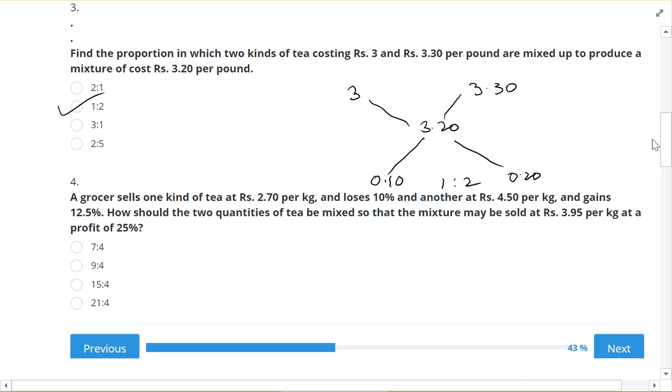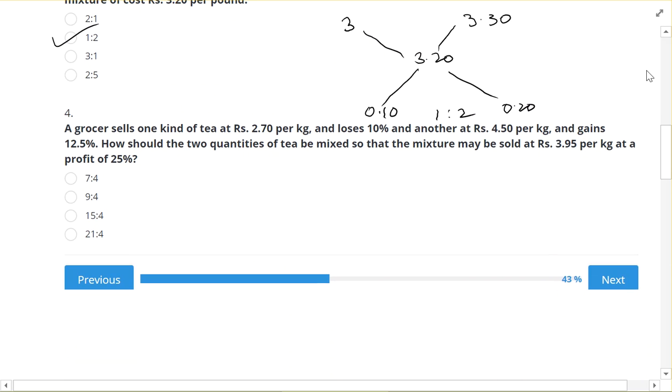A grocer sells one kind of tea at 2.7 per kg and loses 10%, and another at 4.5 per kg and gains 12.5%. What we will do, we will find the cost price of all three: the first one, the second one, and the mixture. At first we will do this, this step is compulsory.